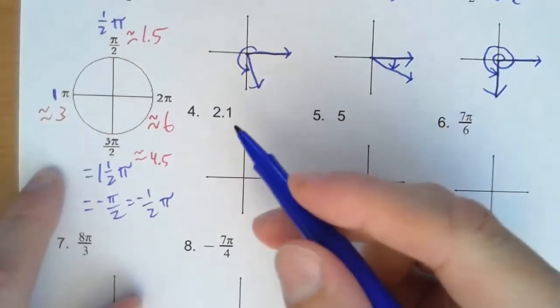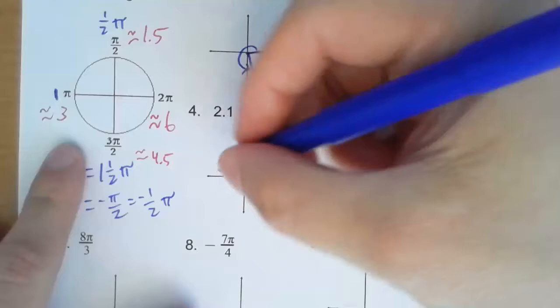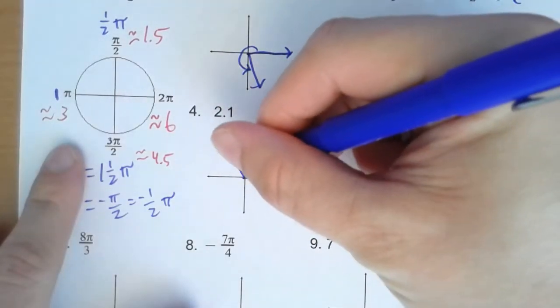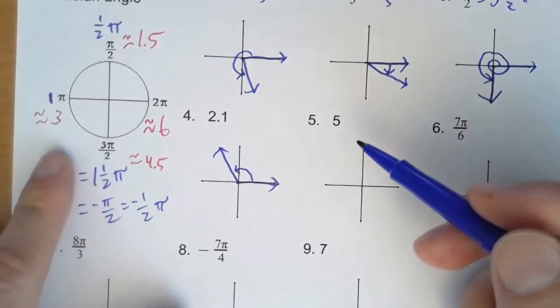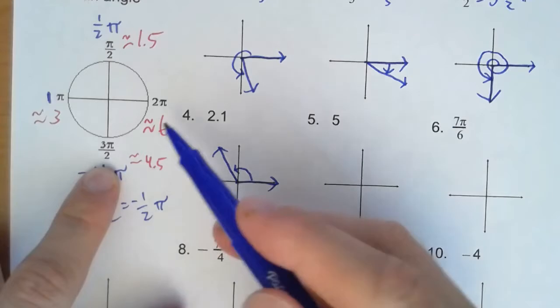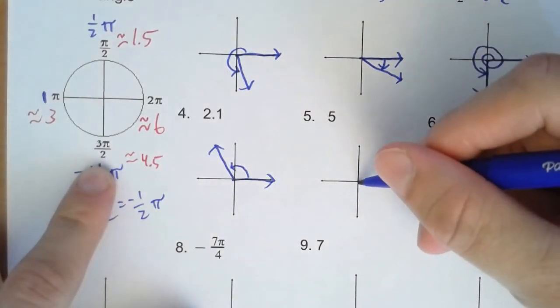Okay, but 2.1, well, that's between 1.5 and 3. So we need to have this angle in quadrant 2 here. And then the angle 5. Well, the angle 5, that's more than 4.5, but less than 6. And so we're going to have an angle here in quadrant 4.